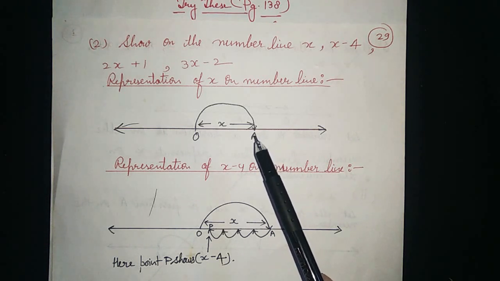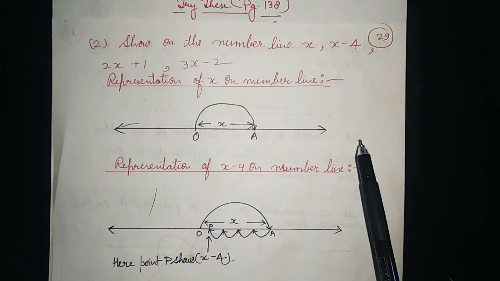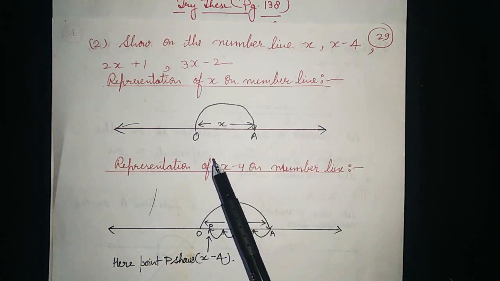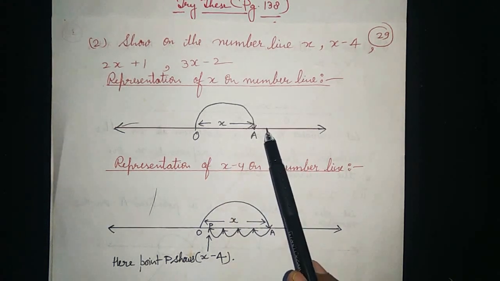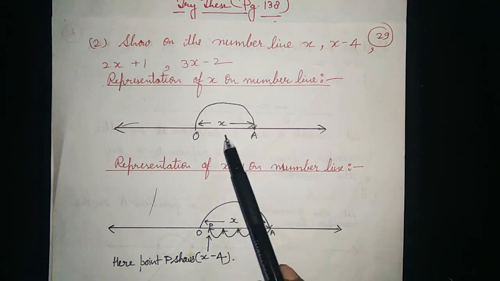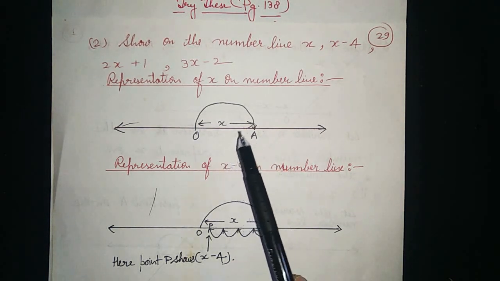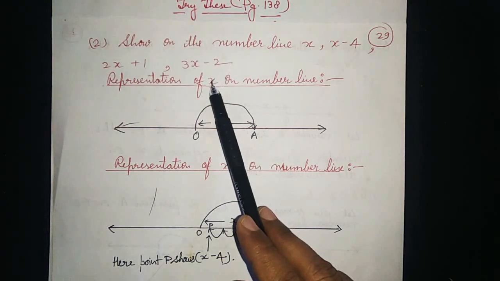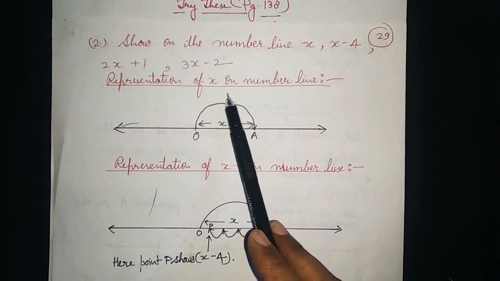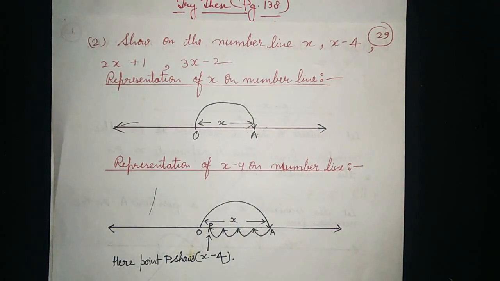The point A can be taken anywhere on the number line on the right side of the origin point. Here x takes the position A on the number line. So you can say position of this x is A on the number line.